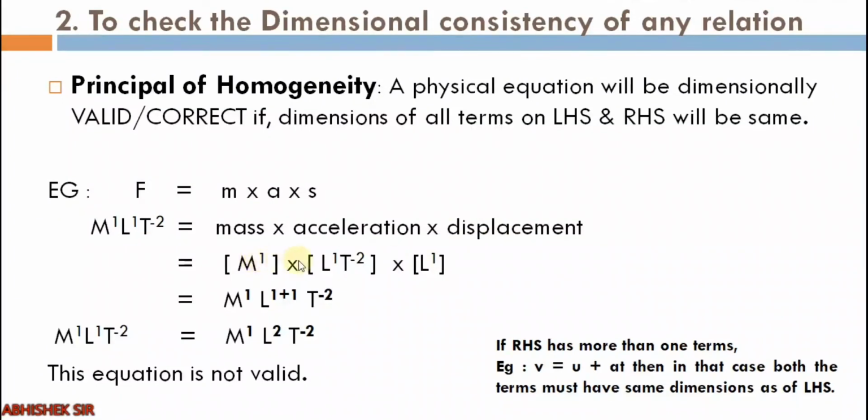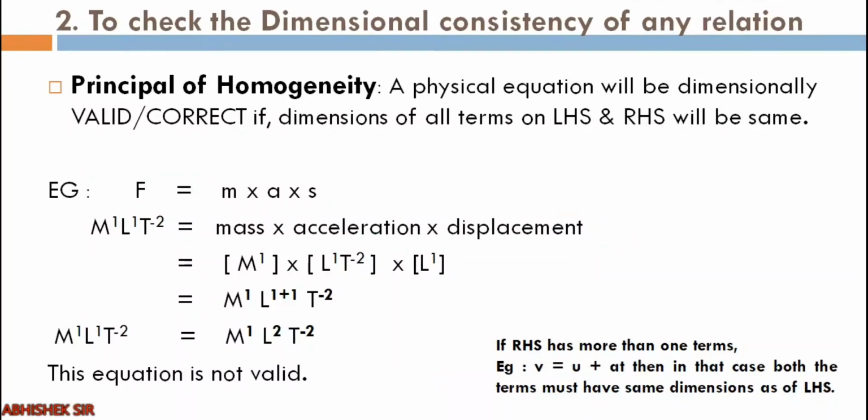So basically we have M raised to 1, L raised to 1, T raised to minus 2, L raised to 1. So let us combine L because L is there two times. So it converts into M raised to 1, L raised to 1 plus 1, that is 2, and T raised to minus 2, right? So over here you check. On the left hand side we had M1 L1 T minus 2 and on the right hand side we have M1 L2 T minus 2. That means this equation is false. It is dimensionally not valid.